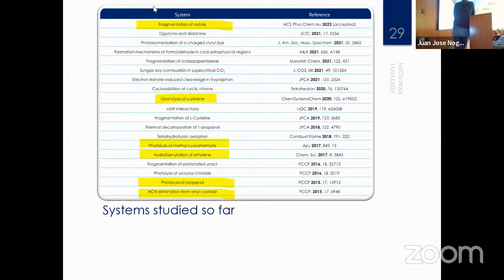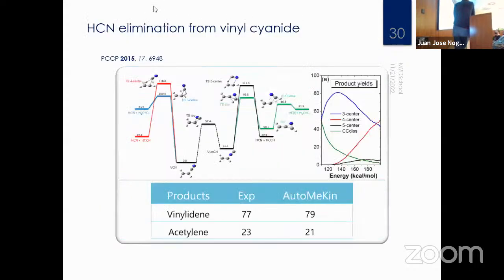Because just repeating the same story is not useful. This is the same system I showed at the beginning. This is vinyl cyanide, the one with 7 atoms. And here I'm showing only the pathways leading to hydrogen cyanide.